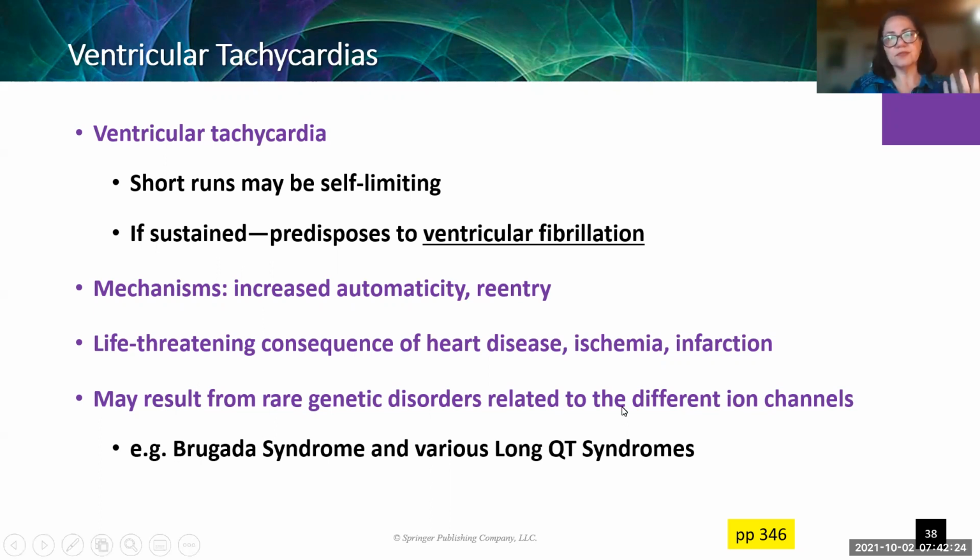And so there are a few different genetic disorders that are known that result from mutations in genes that code for these ion channels. A couple of examples: Brugada syndrome, and there's a variety of different long QT syndromes that are due to mutations in either sodium channels or potassium channels. And that's all I'm going to say about that. And that is the end of part 2.